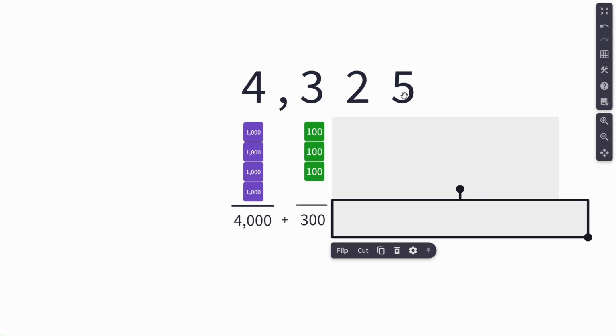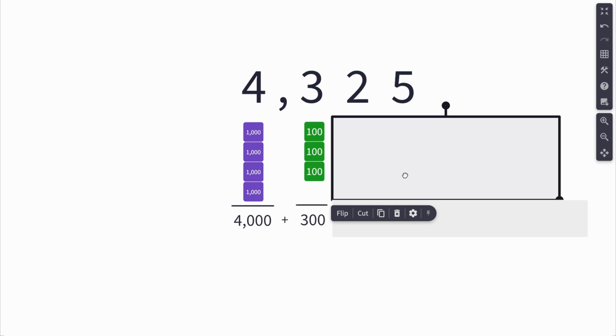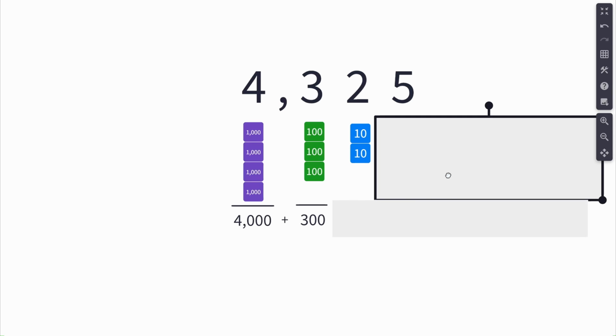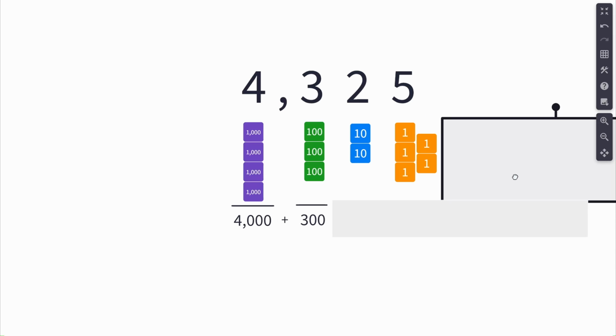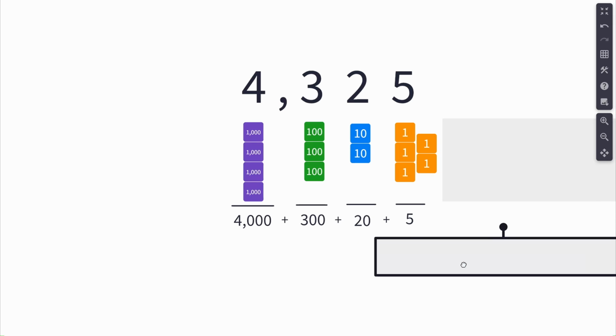Now in 4,325, if I've taken care of the 4,000 and the 300, what do I have left over that I haven't accounted for yet? Well, I have the 25. So here we've got 2 10s and 5 1s, or 20 and 5. So this is what we mean when we say that the number system is essentially grouping. That grouping and regrouping forms the basis of our place value number systems.